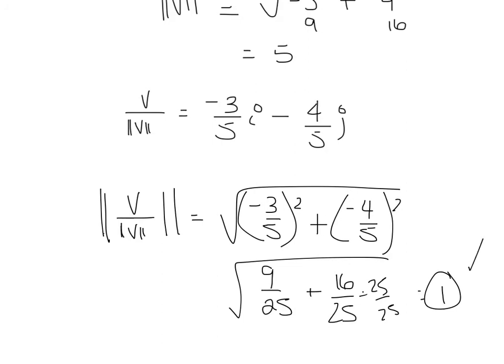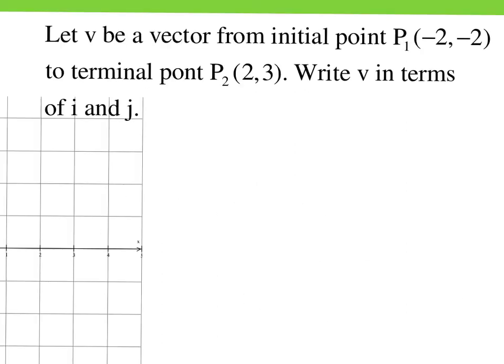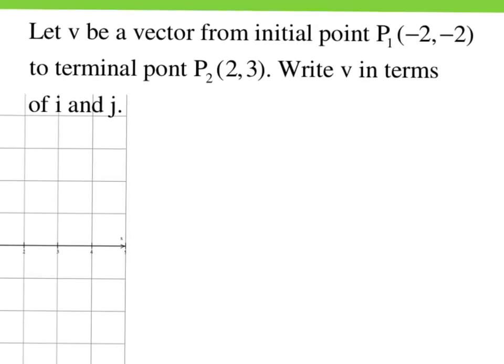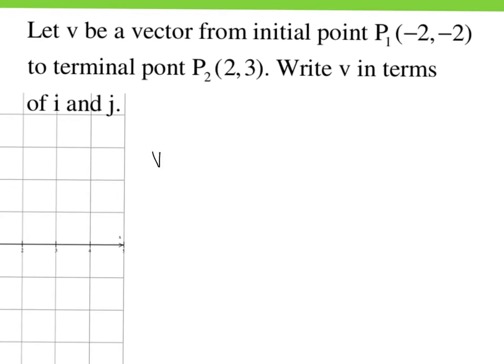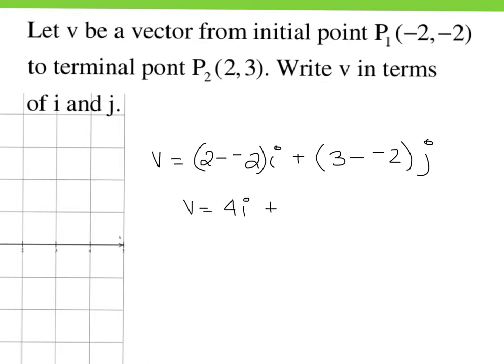So just recapping, I want to make sure that you're able to write in terms of i and j. So we have our terminal point. So remember, let's call this vector v. What we're going to do, remember, it's terminal minus your initial point, and it's i, plus, now we're looking at the y's, terminal minus initial point j. So here we get 4i plus 5j.